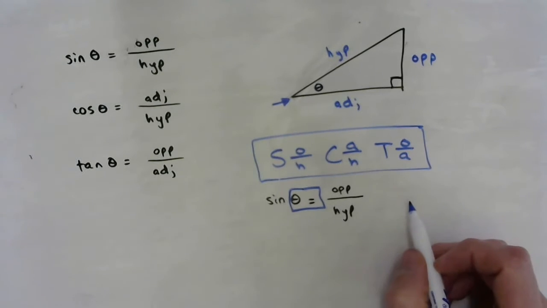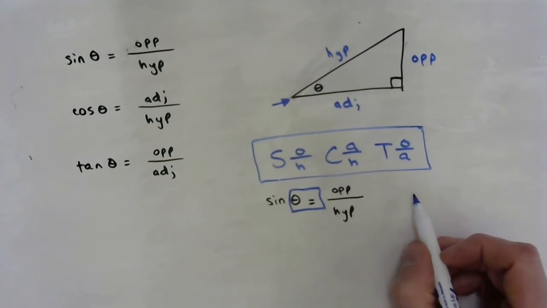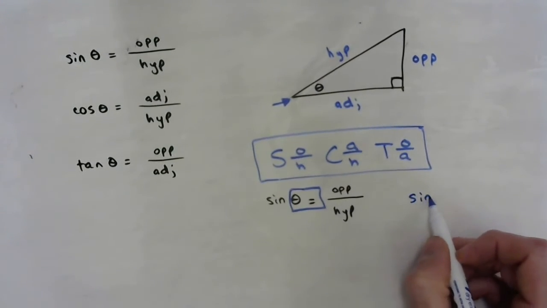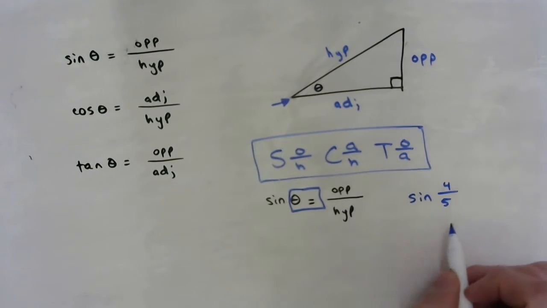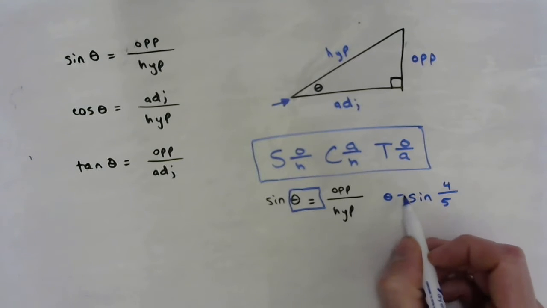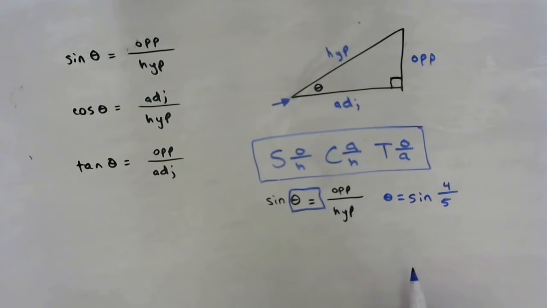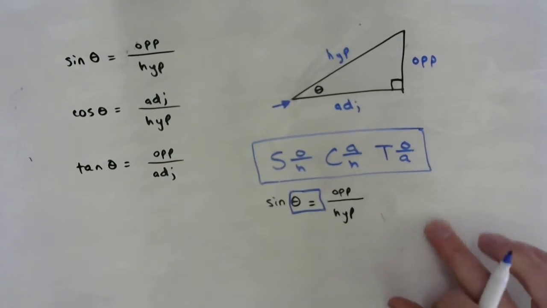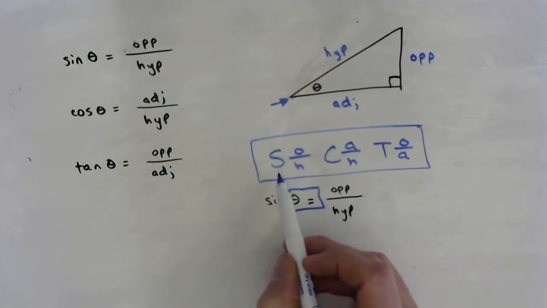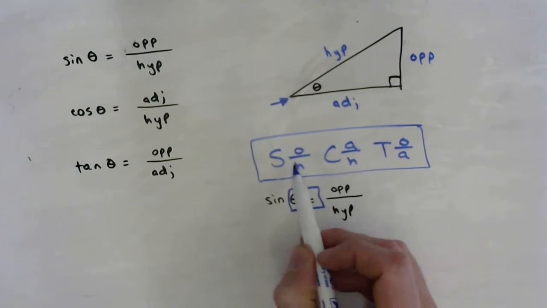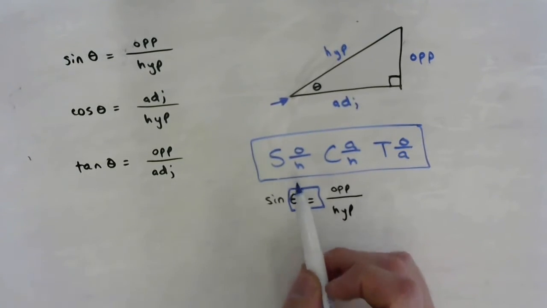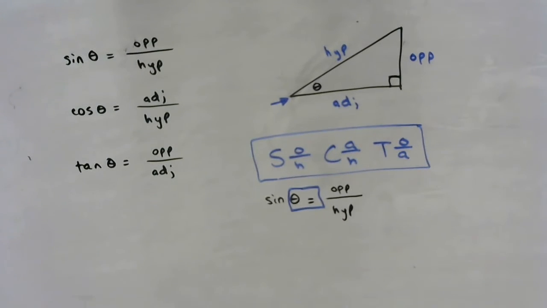So many of you, students in general, will start going like, oh, okay, yeah, I take the sine of, the opposite is 4 over 5. Oh boy, the angle must equal that. No, wrong. Don't do that. Okay? The sine of the angle is equal to the ratio of side length over side length. Okay? Excellent.